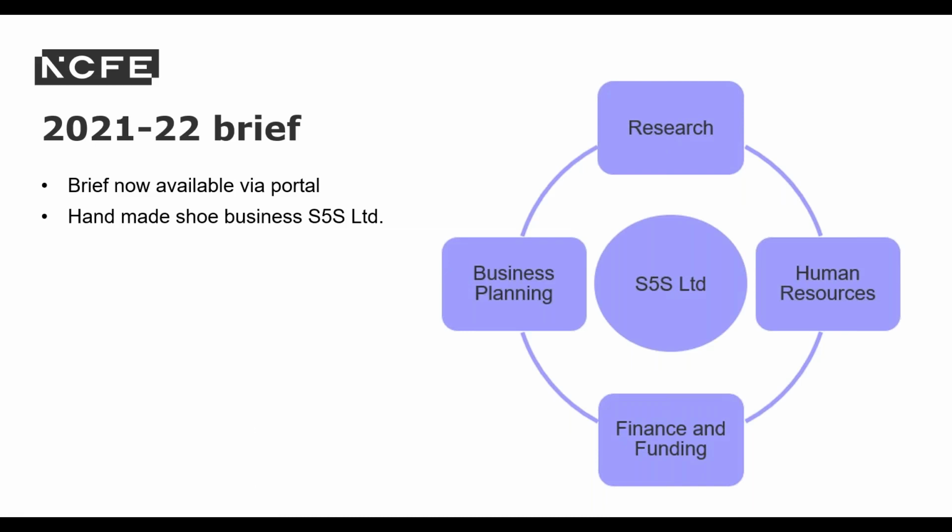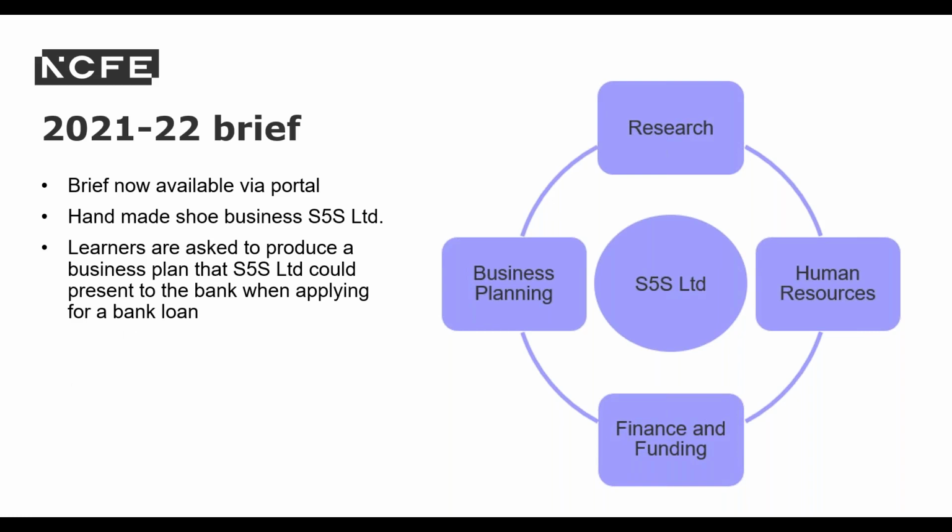The 21-22 brief is focused upon the made-to-measure handmade shoe business S5S Limited. The business is based in London and is well known to sports and media celebrities from across the world. S5S Limited does not yet have an online presence. Due to the disruption to trading from March 2020, the business has decided to start trading online, and they want to present an image of a modern 21st century business.